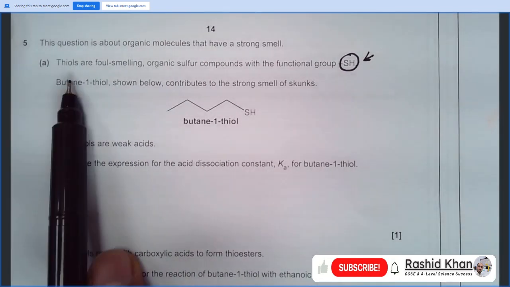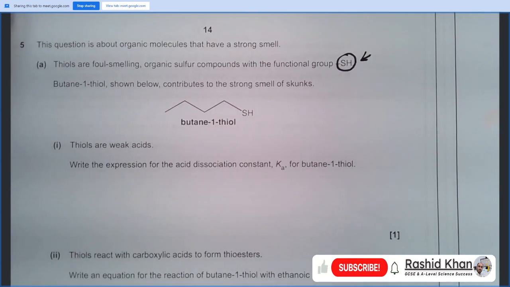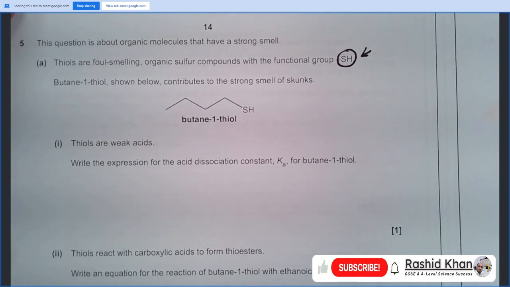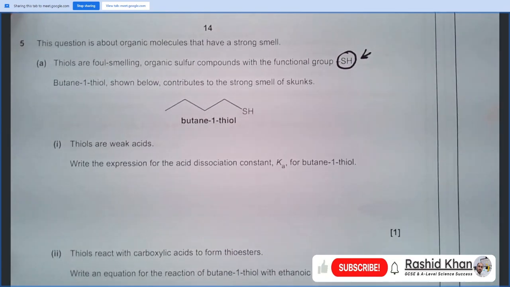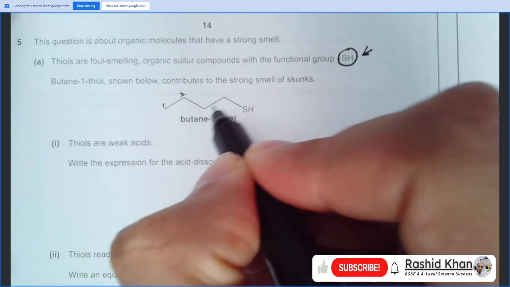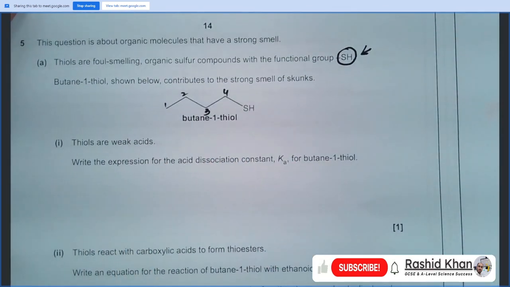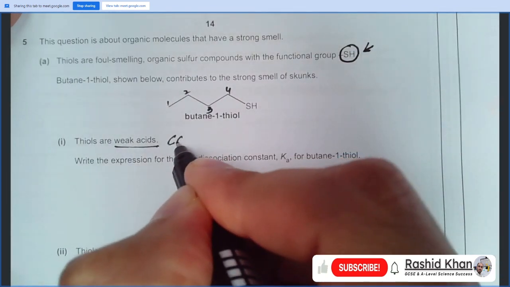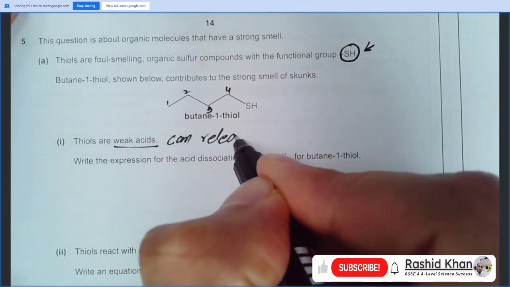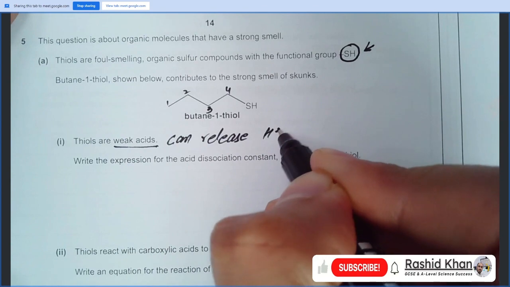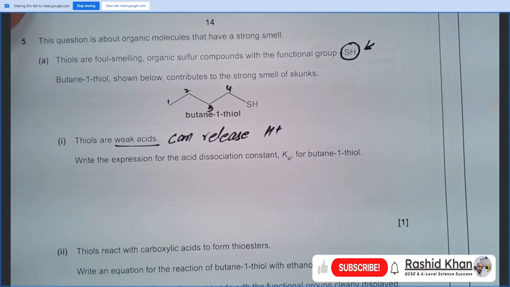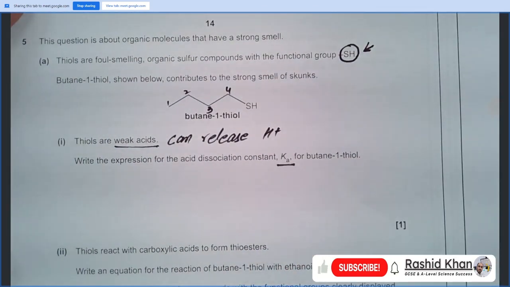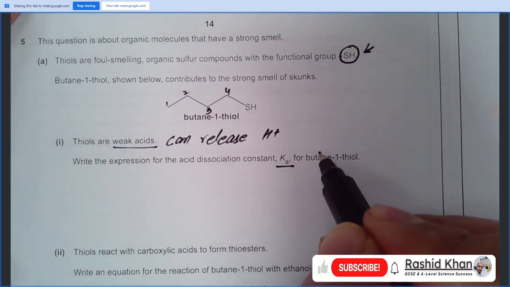So this question says thiols are foul-smelling organic sulfur compounds with functional group SH. Butane 1-thiol, shown below, contributes to the strong smell of skunks. How many carbons do I have in this case? 1, 2, 3. Thiols are weak acids. This means they can release H+. Write an expression for the acid dissociation constant Ka for the butane 1-thiol.